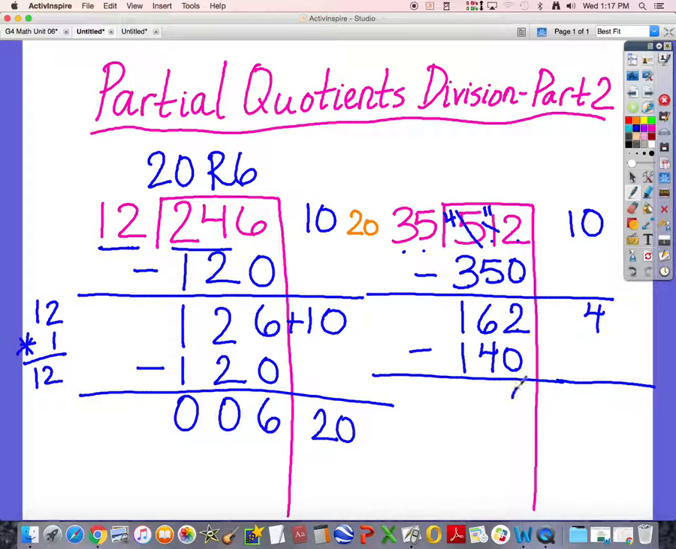2 minus 0 is 2. 6 minus 4 is 2 also. Now I'm going to ask myself, can 35 go into 22? My answer is no. So my remainder, much larger than the remainders of part 1, is 22. I'm going to add up these factors over here and I get 14. The answer of 512 divided by 35 is 14, remainder 22. Again, this is partial quotients, part 2 division. Good luck.